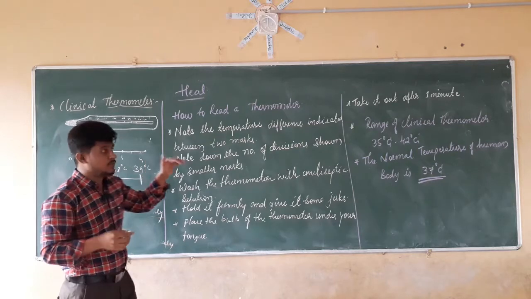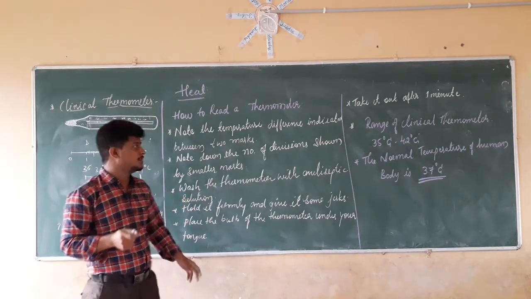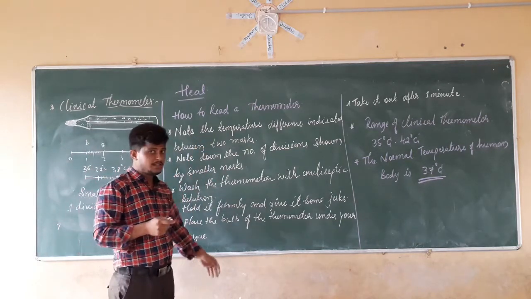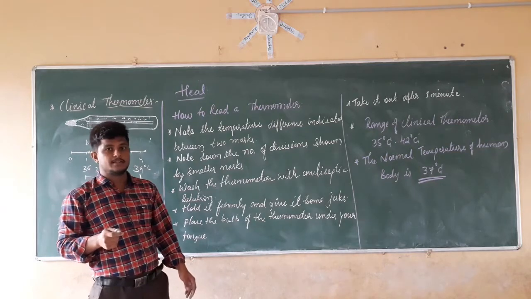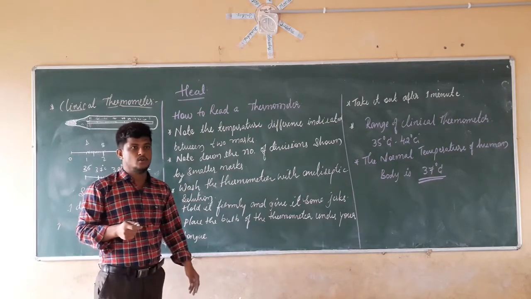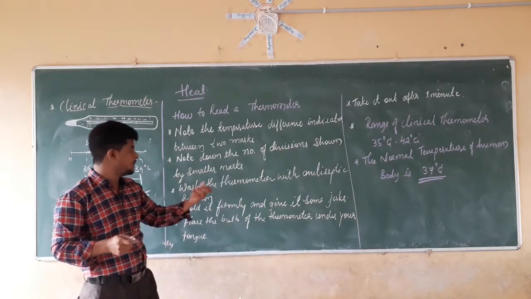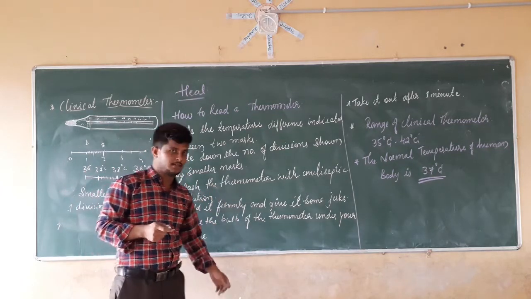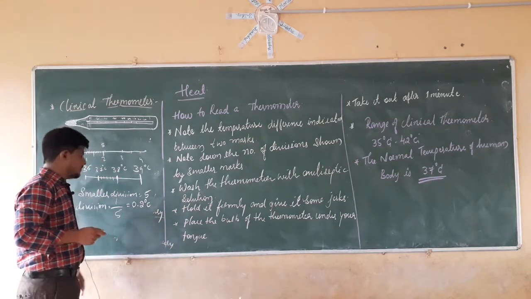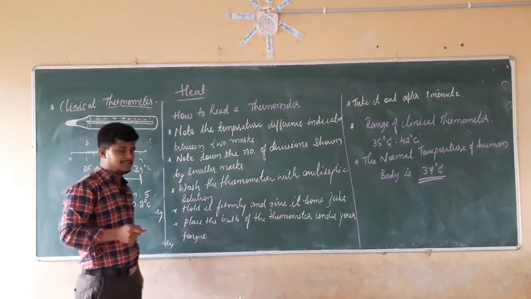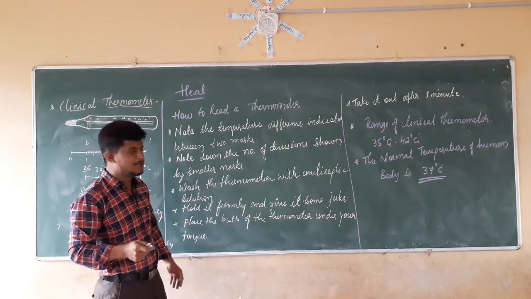The various steps used with clinical thermometers are: first, we have to mark the 2 marks, the temperature difference between 2 marks. Then we note down the number of divisions shown by the smaller marks, which we already calculated. 1 division is equal to how many degrees Celsius? It is equal to 0.2 degree Celsius.